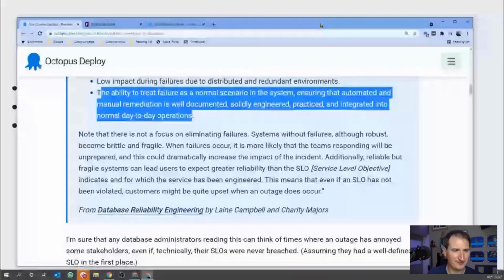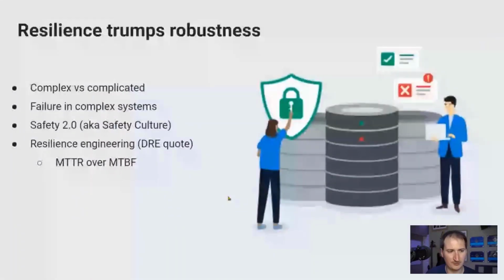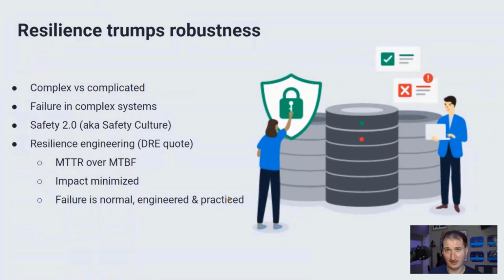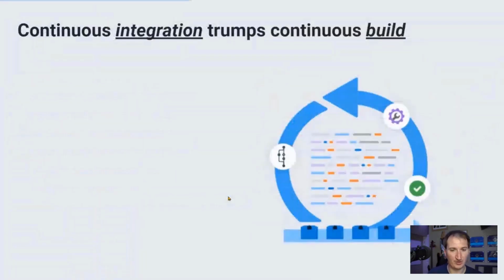So that's resilience engineering. We focus on mean time to restore over mean time between failure. We focus on minimizing impact, and we focus on treating failure as a normal part of the process. So that's the first thing that we need to do. The next thing that we need to do is embrace continuous integration in its true form. Now, if I ask you what is continuous integration, can you define it for me?